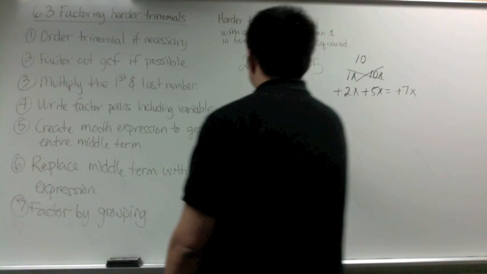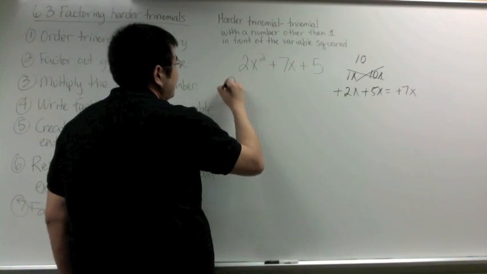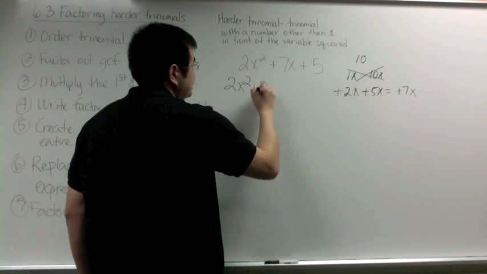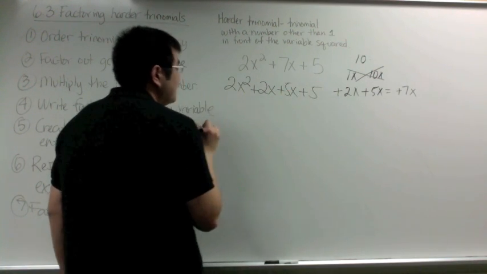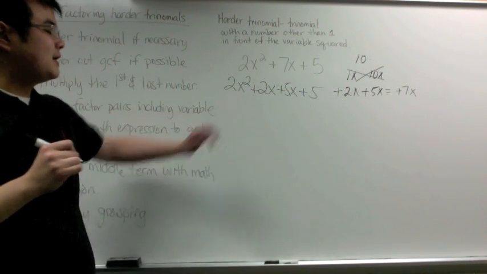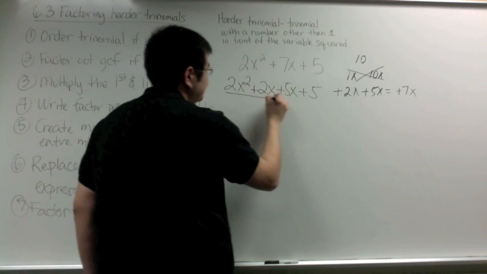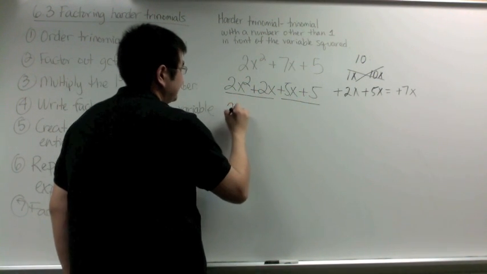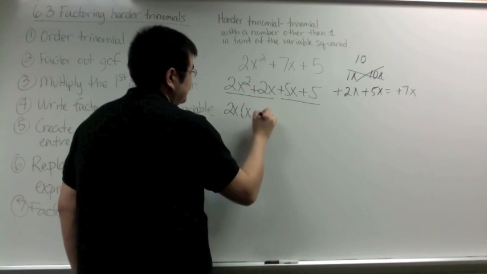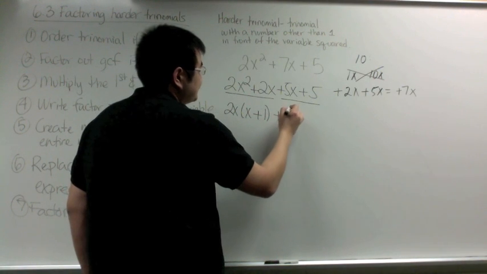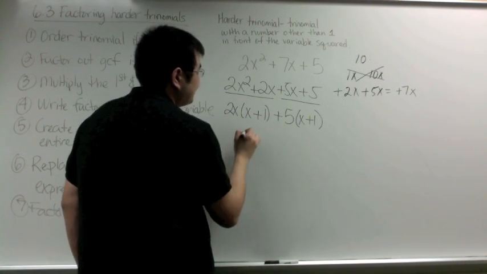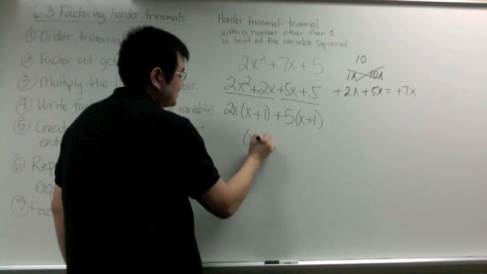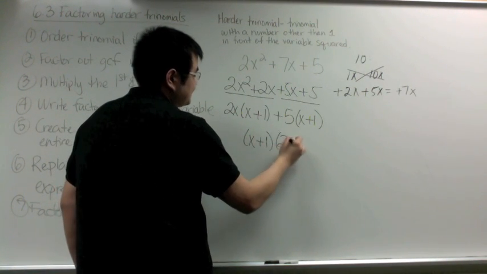So our middle term was positive 7x. Now we're going to replace it with plus 2x plus 5x plus 5. Now we're going to do the last step, which is factor by grouping. We're going to group the first two and the last two terms. Factor out the GCF, 2x, and x plus 1 is left. Factor out the GCF, which is positive 5. We have x plus 1 is left. Then we're going to factor out the GCF, which is x plus 1, and then we have 2x plus 5 that is left.